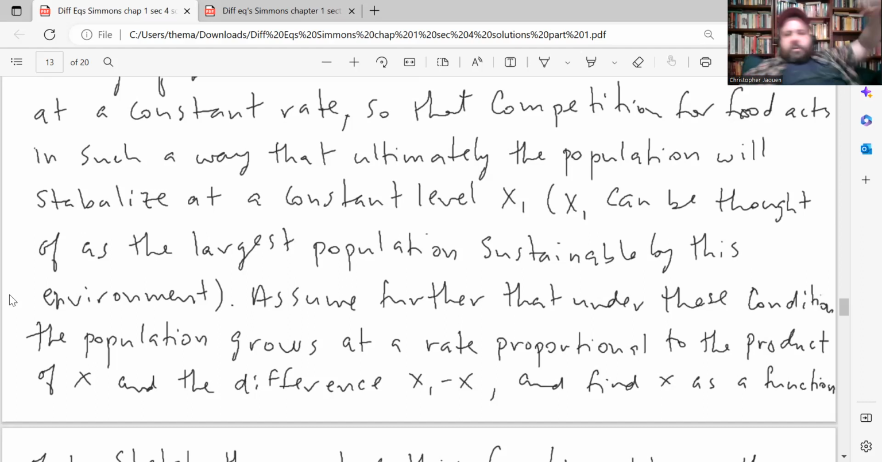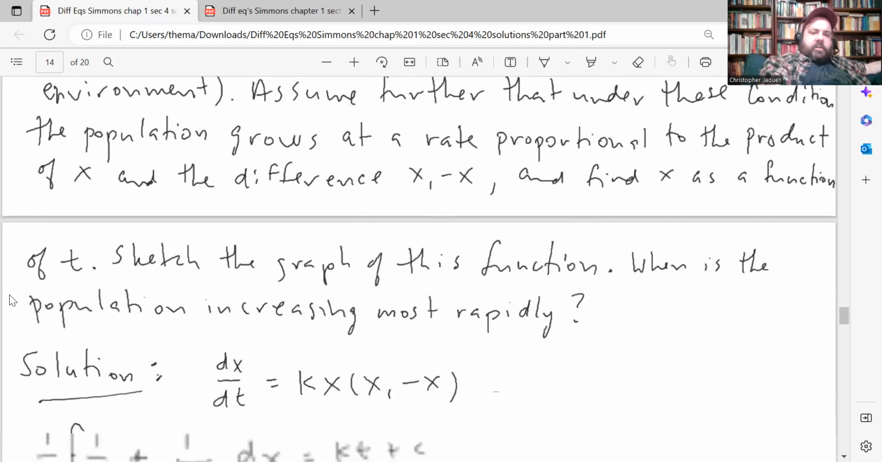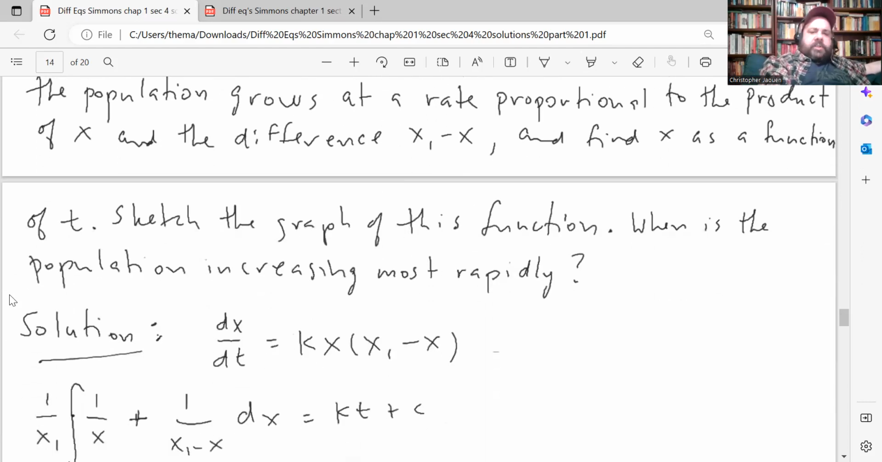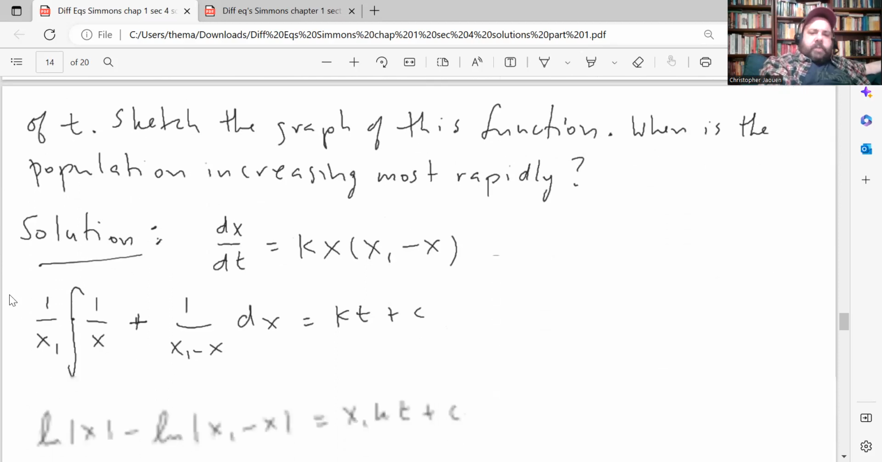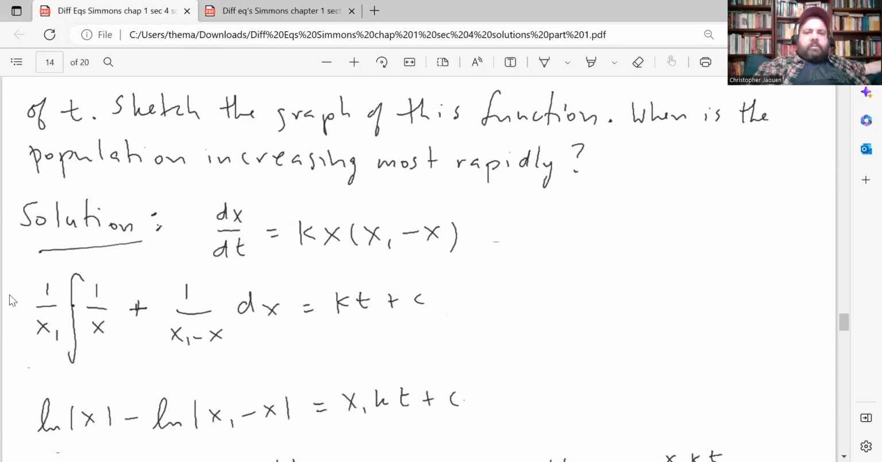Assume further that under these conditions, the population grows at a rate proportional to the product of x and the difference x1 minus x, and find x as a function of t. Sketch the graph of this function. When is the population increasing most rapidly? I just realized I didn't graph the thing, but I can graph it after we go over the problem.